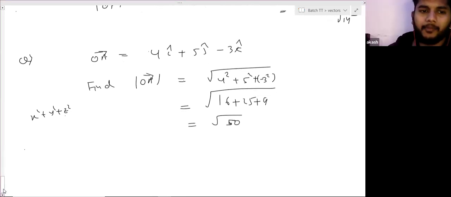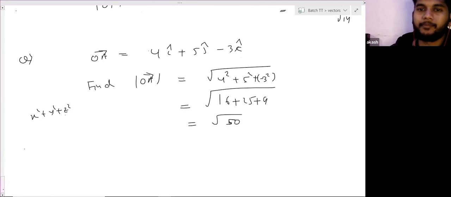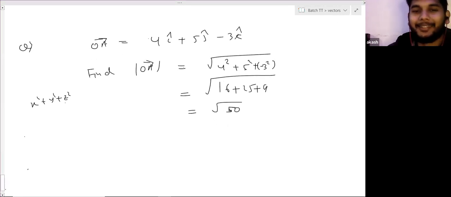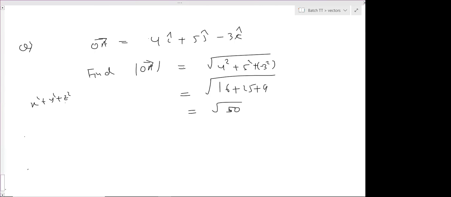Very simple, right? Free marks in this chapter, only if you know how to solve questions. All right. So next topic.